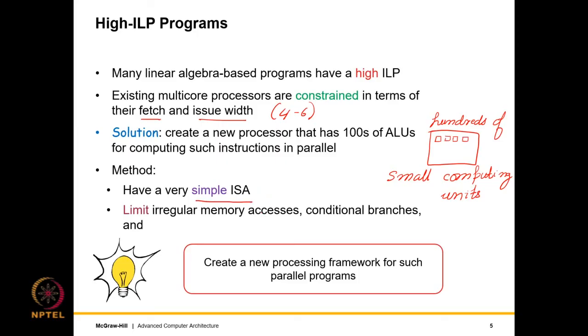Many of the advanced features of modern programming languages, such as irregular memory accesses or conditional branches, are not supported. So what we need to do is create a processing framework for such kind of parallel programs that have a massive number of parallel yet simple operations. The key point is that the operations are simple.